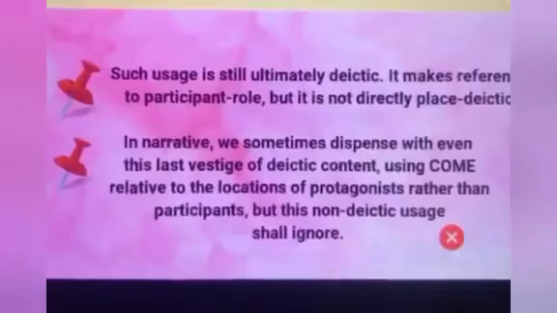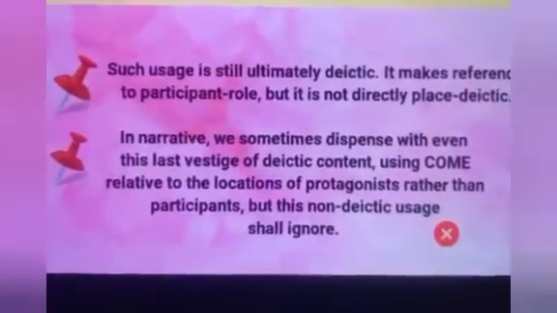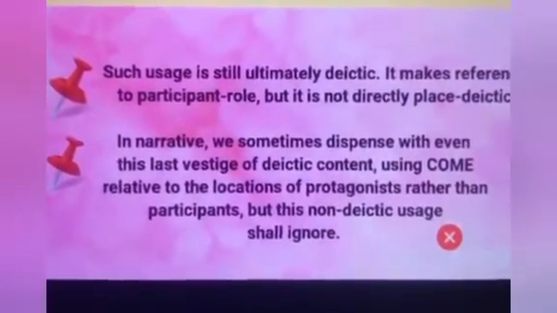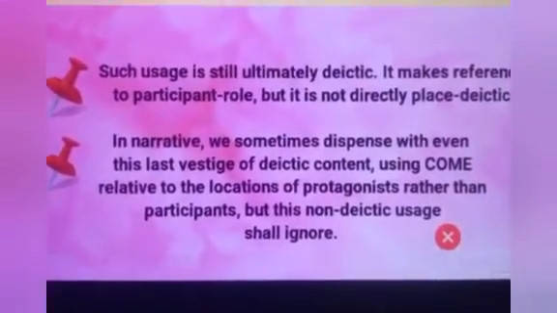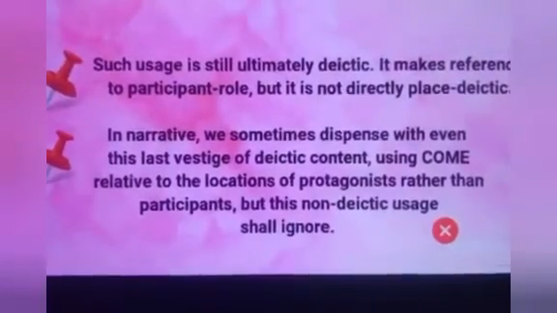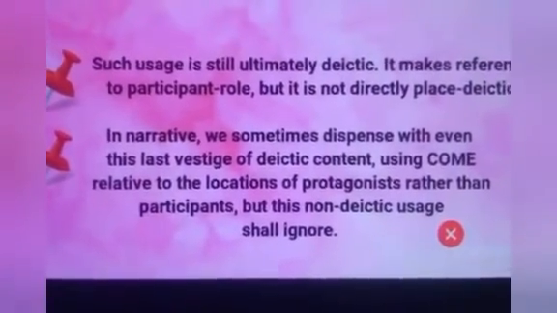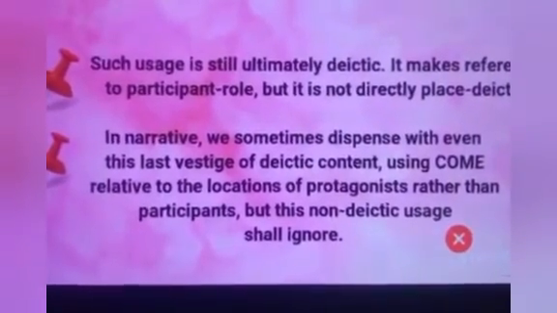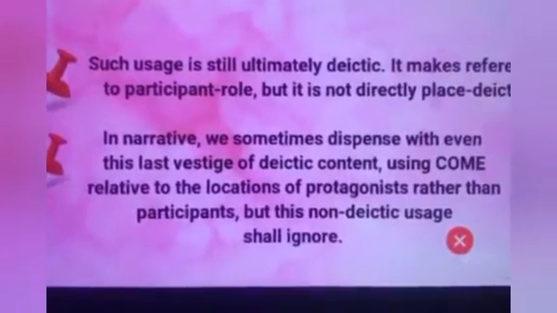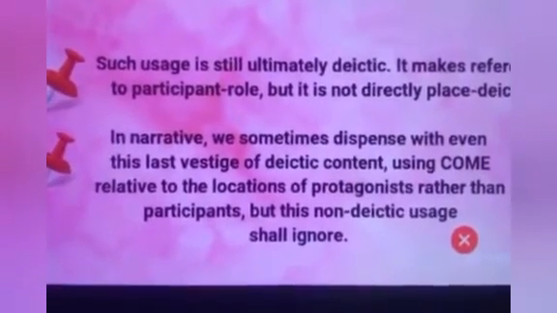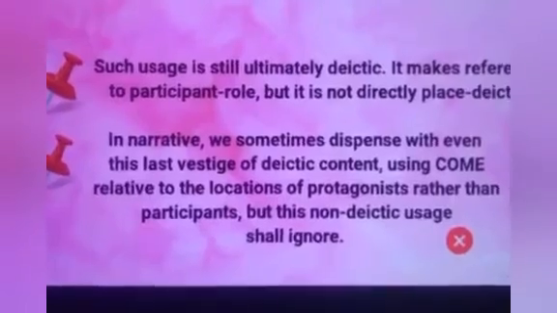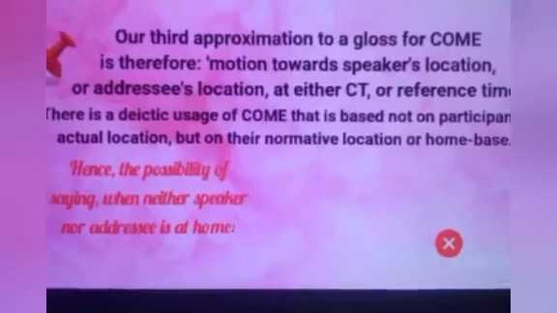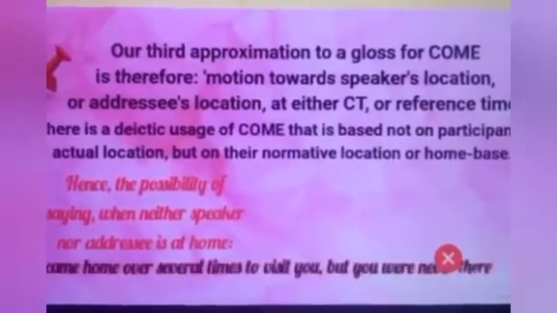Such usage is still ultimately deictic, in that it makes reference to participant role, but it is not directly place deictic, in that there is no anchorage to the location of the present speech event. In narrative, we sometimes dispense with even this vestige of deictic content, using come relative to the location of the protagonist rather than participants, but this non-deictic usage we shall ignore.